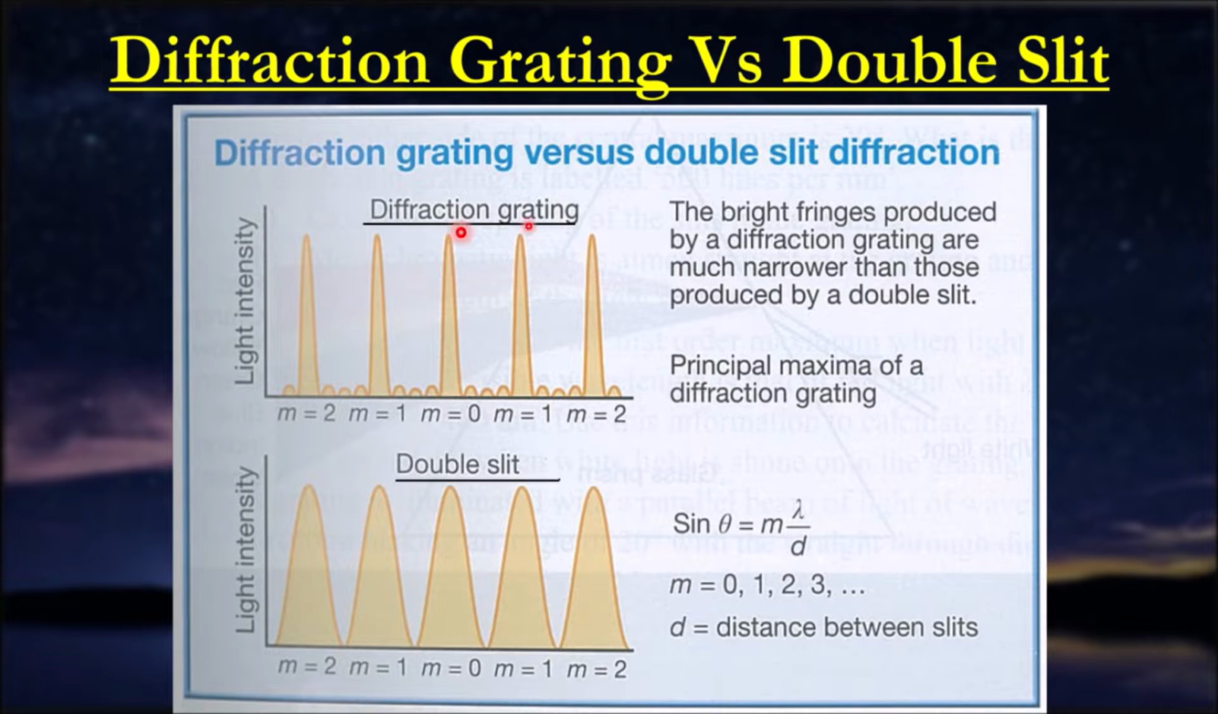So the difference between a diffraction grating and a double slit is that the maxima are a lot more narrow and a lot more sensitive, so you can do more accurate calculations on that. With a double slit, you can see it's a little bit more spread apart. Intensity will stay the same if you're using the same wavelength of light.